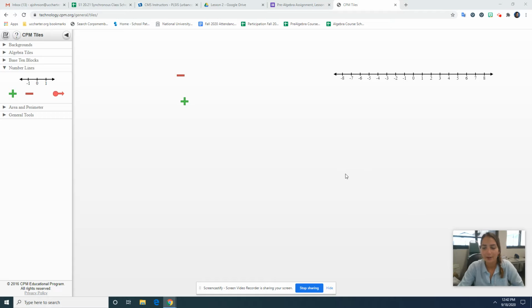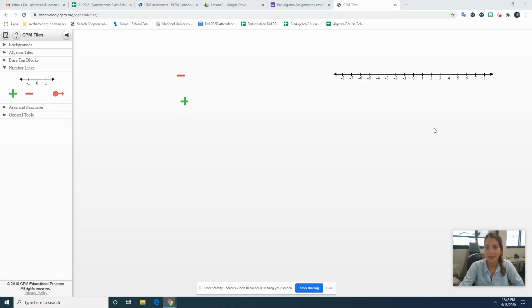Everybody, today we're going to use some plus and minus tiles to represent different numbers. On the screen, you can see that we have one plus and one minus. Now, a plus and a minus cancel each other out.